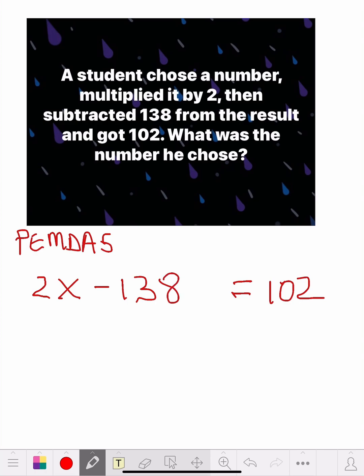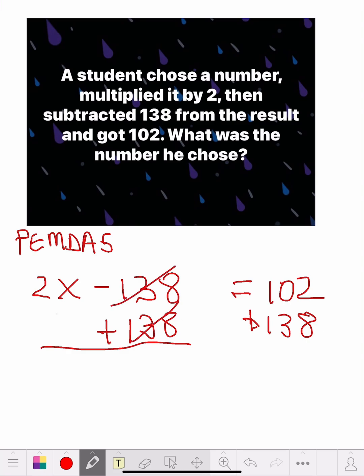So how do we do this? Let's see. We want to get the x by itself. So we add 138 to both sides. What we do to one side, we have to do to the other side. So we add 138 to this side. These two cancel each other out, and this comes down. So 2x comes down, and that equals 102 plus 138.